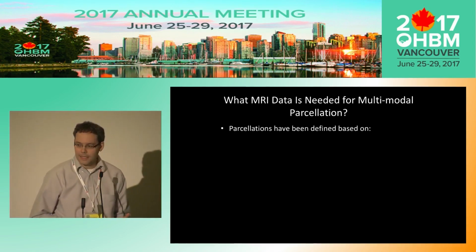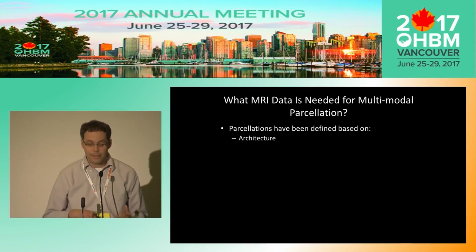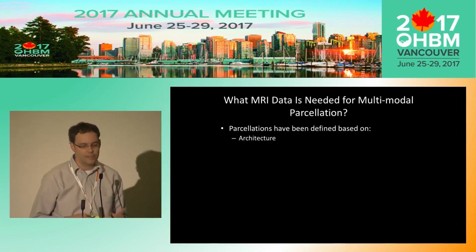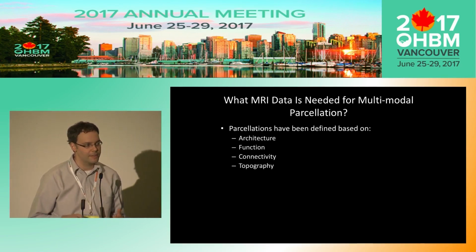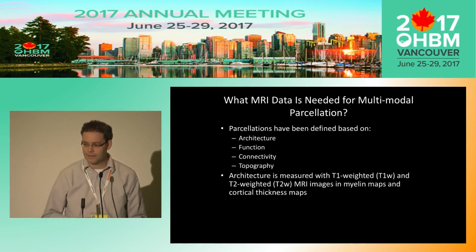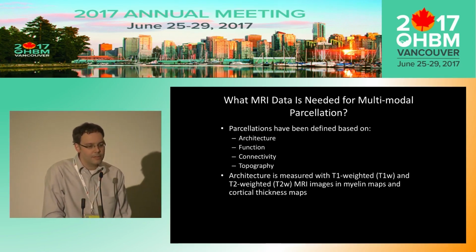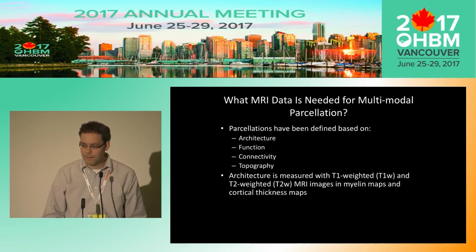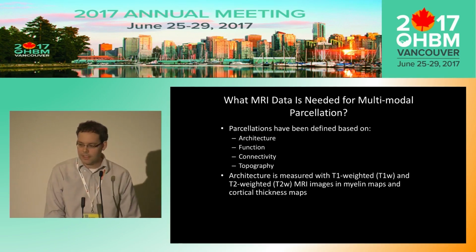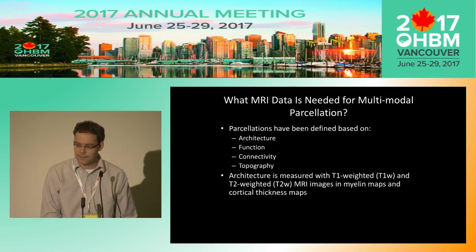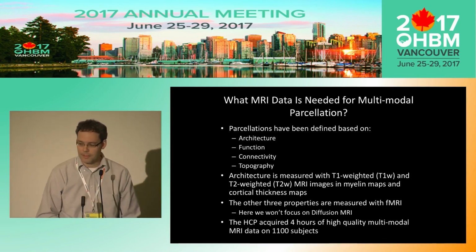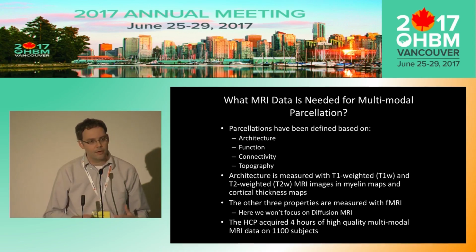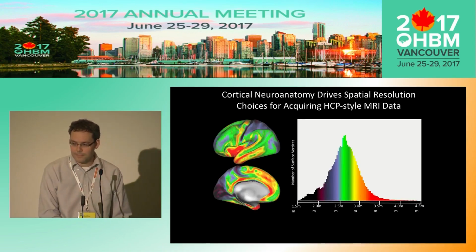So what kind of MRI data did we use? Well, in the past, as we've heard, parcellations have been defined on several modalities. Architecture, function, connectivity, and topography is a set of 4 that is particularly famous. And in the Human Connectome project, we actually were able to measure all 4 of these. So we measured architecture with T1 and T2 weighted MRI to make myelin maps and maps of cortical thickness. And we used fMRI for the other 3 properties. And so I won't really talk about diffusion. We heard a little bit about that. And we got 1,100 subjects, 4 hours of data.